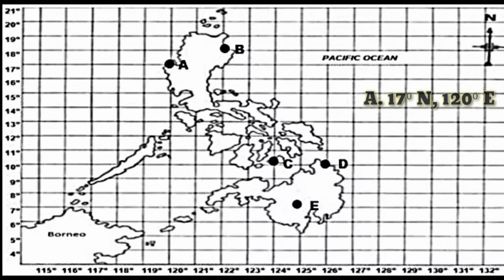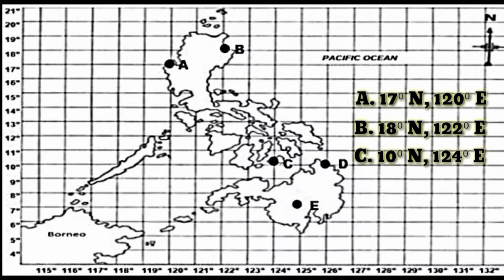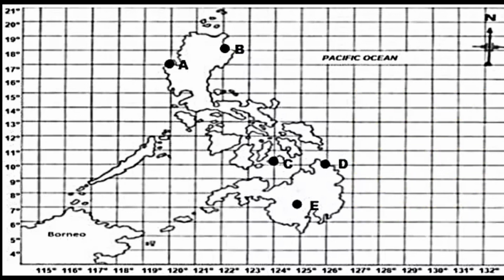The answers are: A. 17 degrees north and 120 degrees east. B. 18 degrees north and 122 degrees east. C. 10 degrees north and 124 degrees east. D. 10 degrees north and 126 degrees east. E. 7 degrees north and 125 degrees east.